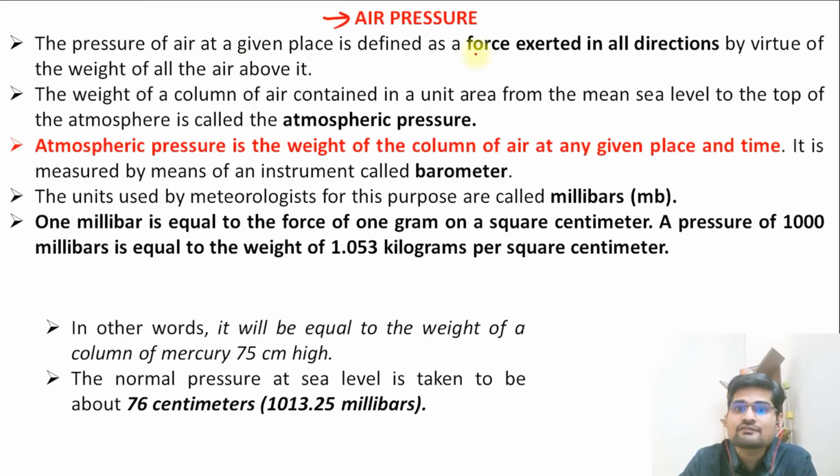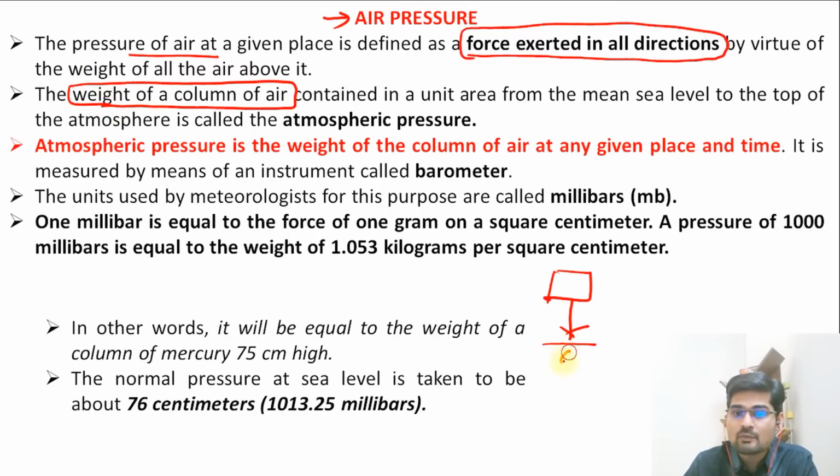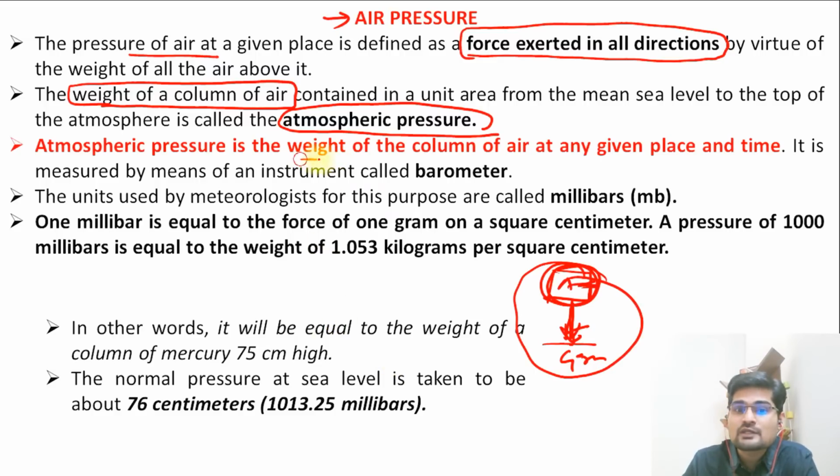So basically it is a force exerted in all directions by the air, right? By the air movement. So what happens? It is basically the weight of a column of air. When we say that there is this particular column of air, it has a weight. And remember, gravity is there, so it exerts a weight. So when this particular air column exerts that weight, that is what we understand as atmospheric pressure. So this is the atmosphere that envelops the entire globe, and it exerts a given pressure on each and every point on the earth. That is what we remember as atmospheric pressure. And atmospheric pressure is the weight of a column of air at any given place and time. That is the simplest definition.